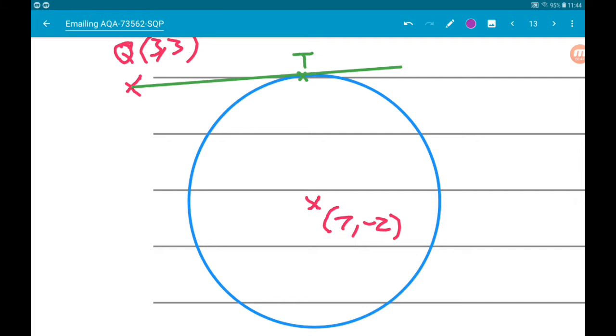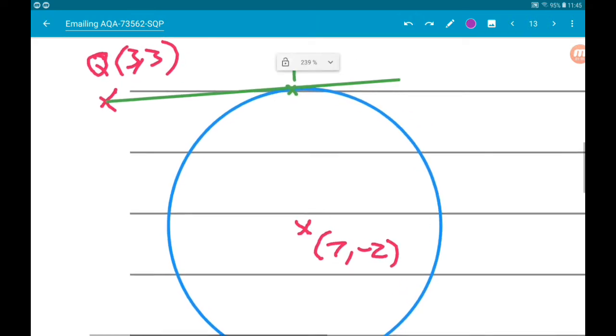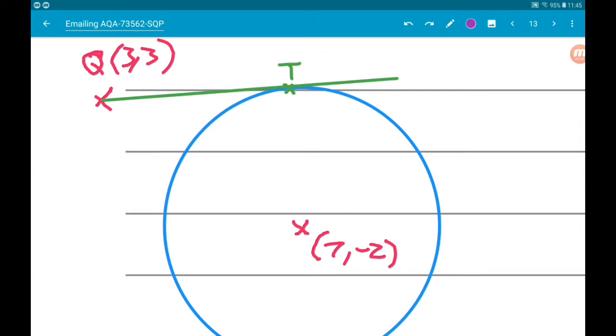Now there are two possible points on the circle where T could be. So I've chosen here to have T on top of the circle. You could just as accurately have it somewhere down on the left hand side of the circle. We could also have a tangent from Q down to this region of the circle. So, we want to find then the length of QT. So let's fill in what we do know.